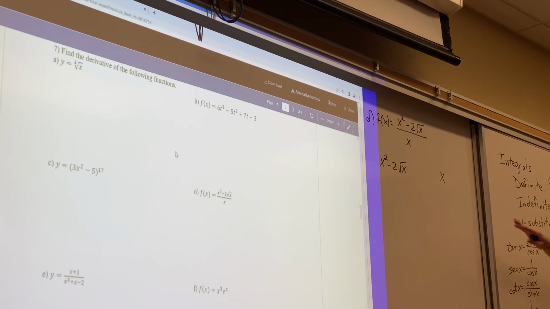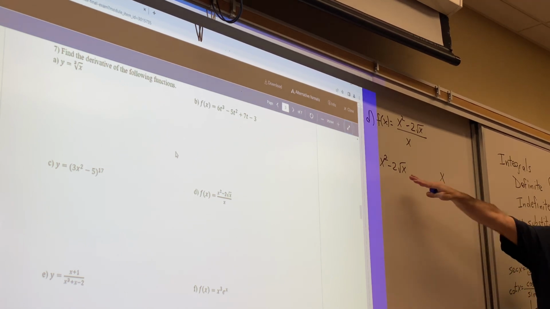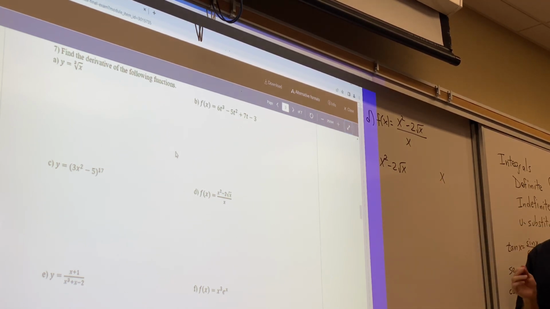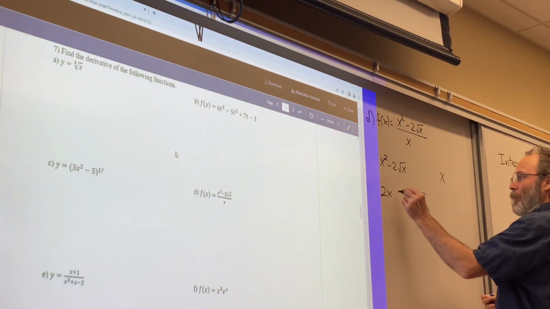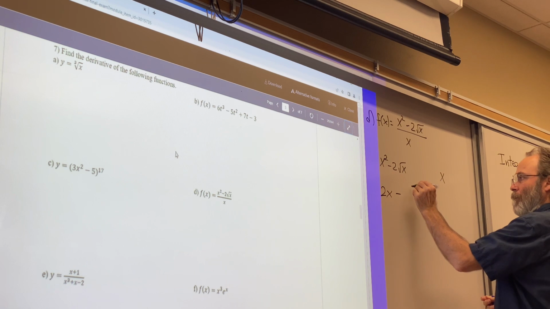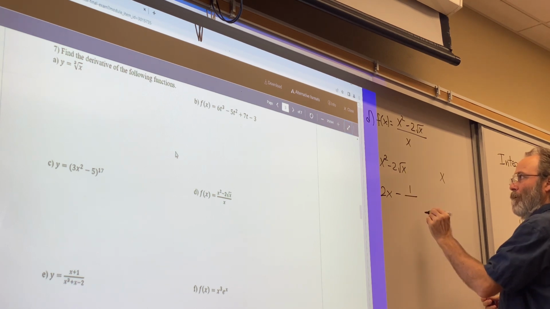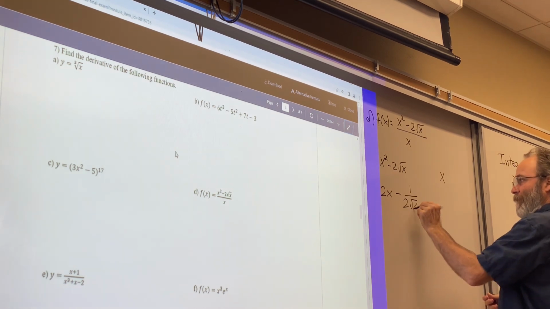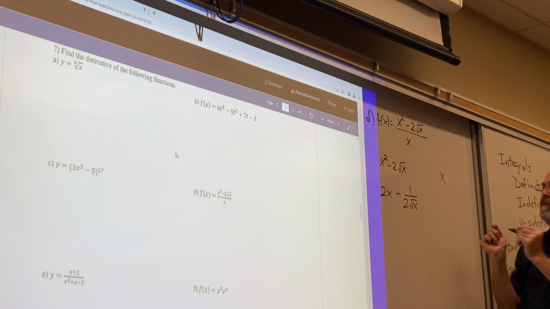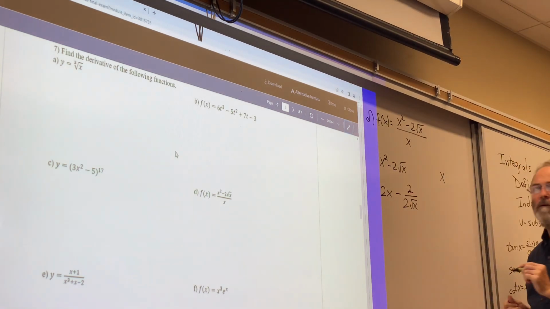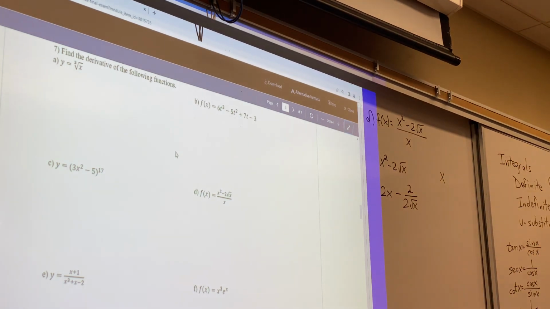Okay, so we have our top and our bottom for the quotient rule. What do we get when we take the derivative here? 2x. And I think it's negative 1 over 2 square root of x. Yeah, I'm sorry, times 2, right? Yeah, so you lost this 2 here. I did. So the 2 should be there. You can leave it in front or put it on top, either way works.